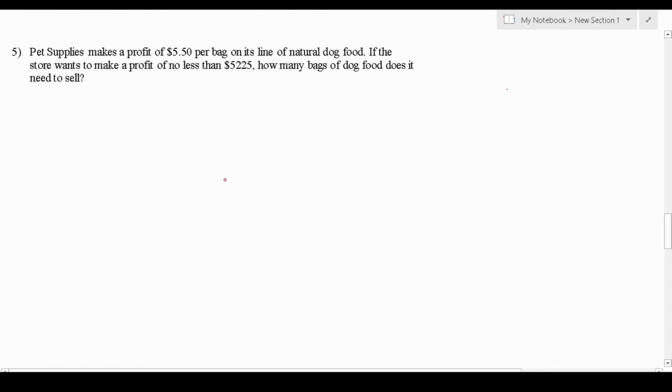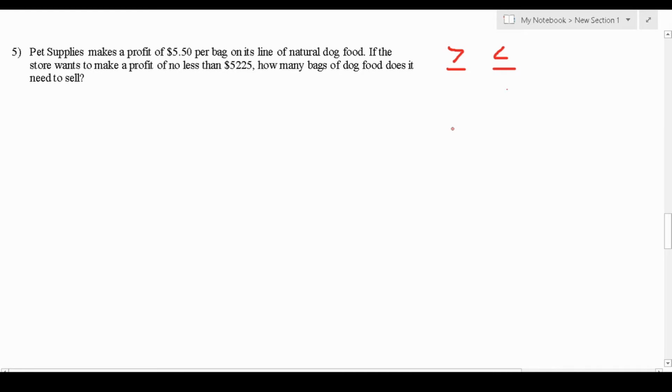All right, number 5 says Pet Supplies makes a profit of $5.50 per bag on its line of natural dog food. If the store wants to make a profit of no less than $5,225, how many bags of dog food does it need to sell? So no less than means you can profit $5,225 or more. So right away, we need to know that we're working with greater than or equal to or less than or equal to. That said, let's start writing this inequality.